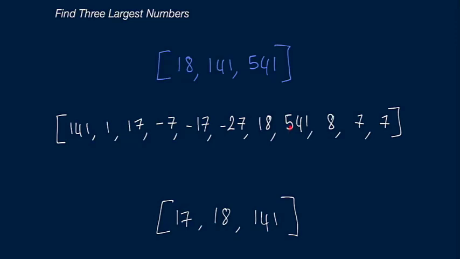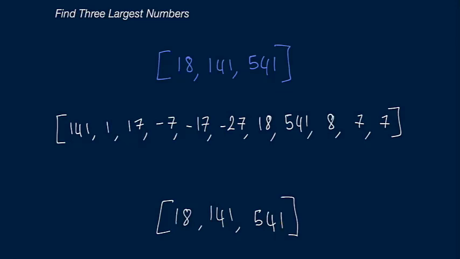We get to 541. 541 is greater than 141. It's greater than our largest number. So we apply this entire logic of shifting once again. We grab the third number, 17, shift it out and get rid of it, erase it. Grab 18, move it to the left. Grab 141, move it to the left. And grab 541 and put it here as the new greatest number.